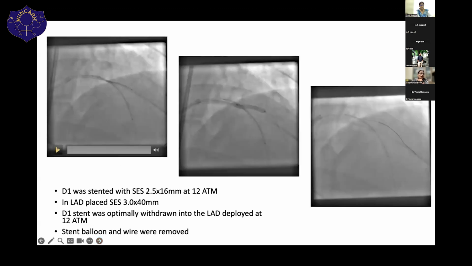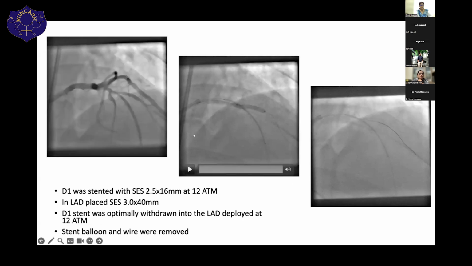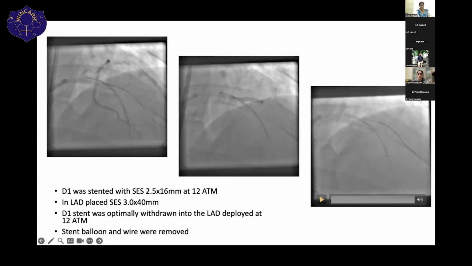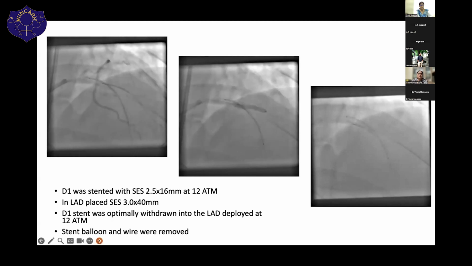Then I decided to go for mini crush, because in bifurcation, whatever strategy you are comfortable with, you should go ahead with that. I was comfortable with mini crush. So I took a 2.5 by 16 millimeter balloon in the diagonal. The LAD lesion was pretty long, with a longer plaque proximally and distally, so I had to take a longish stent, a 3 by 40 millimeter sirolimus-eluting stent. Deployed the diagonal stent, then removed the wire, and then deployed the LAD stent.